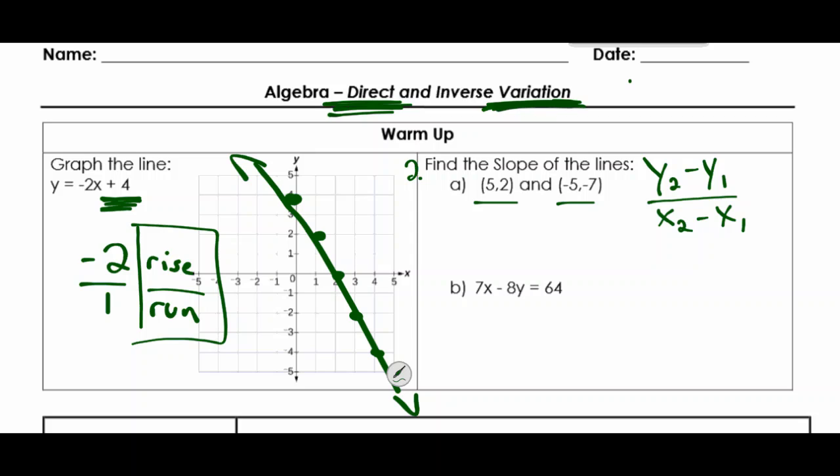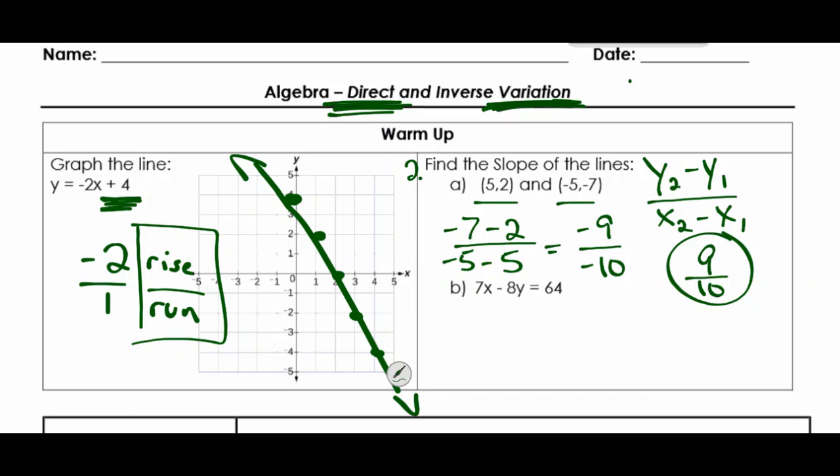So I'm going to do y2, -7, minus y1 over x2 minus x1. That equals -9 over -10. Or if I simplify that fraction, 9 over 10. Negative divided by negative is just a positive number. So I just leave that as positive 9 over 10.